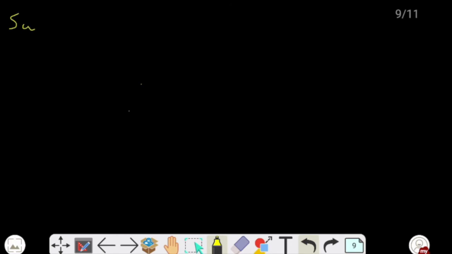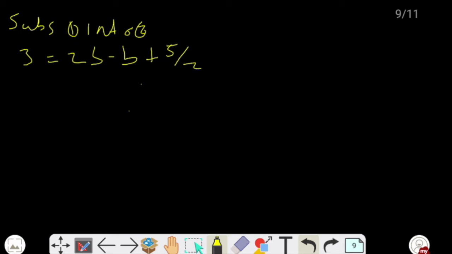We substitute 1 into 2, meaning we are going to say 3 equals 2b minus b plus 5 over 2, and then from now on we can just solve for b.